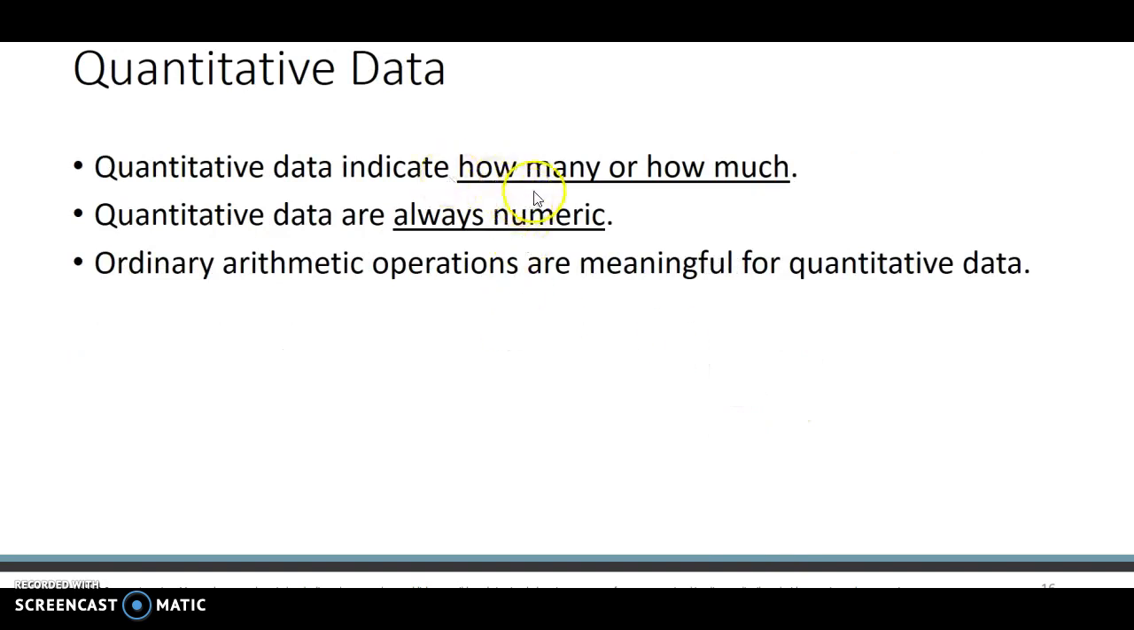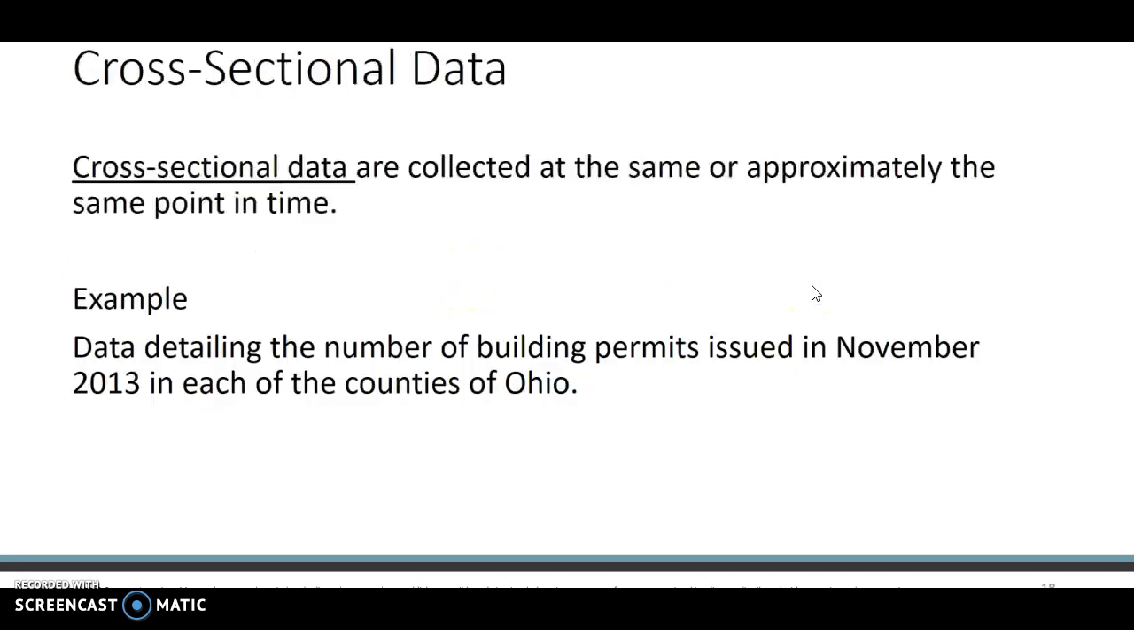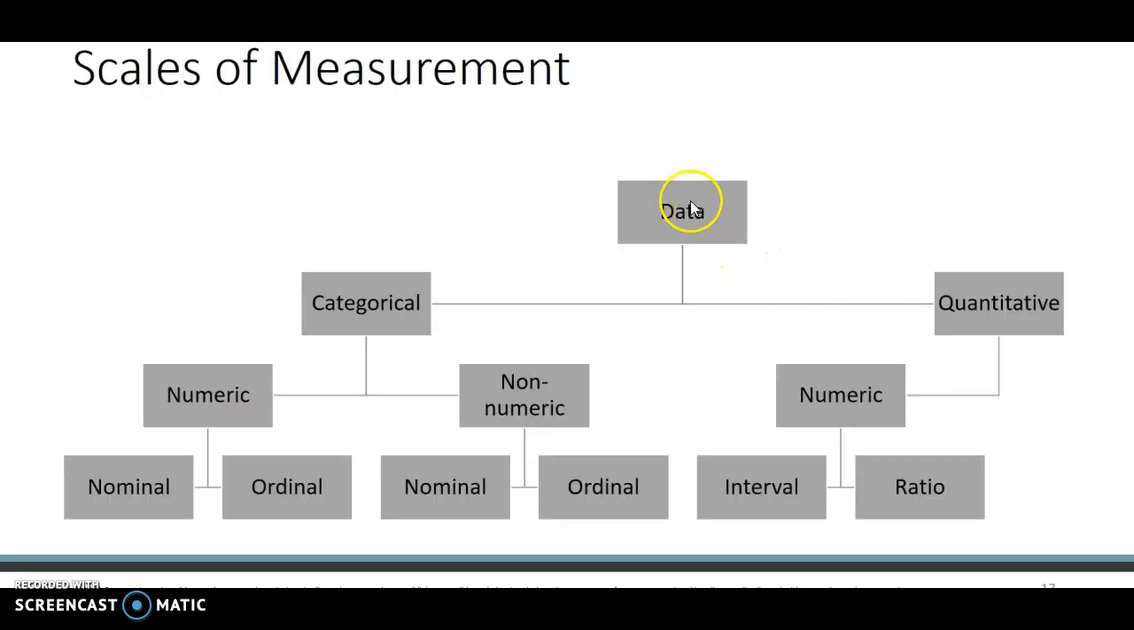Quantitative data indicates how many or how much. It's always numeric. Ordinary arithmetic operations are meaningful for quantitative data. Here we have everything broken down. We have data, categorical, quantitative. You'll also hear categorical referred to as qualitative. Categorical can be numeric. You can have nominal or ordinal data in that numeric category. It can be non-numeric, nominal, or ordinal.